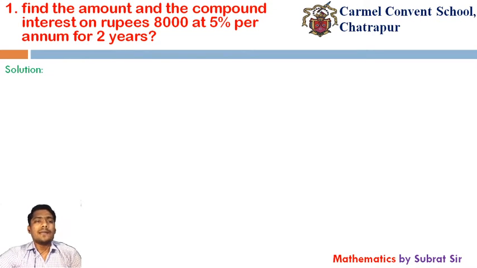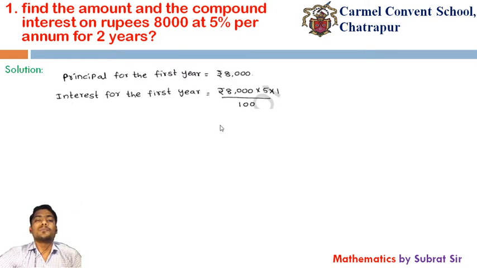Question number 1: find the amount and the compound interest on rupees 8,000 at 5% per annum for 2 years. Here the principal is 8,000 rupees, the rate of interest is 5% and the time is 2 years. Let us begin with the solution. The principal for the first year is 8,000 and to find the interest for the first year we use the formula PRT by 100. Here P is 8,000, R is 5% and T is 1 because we are calculating for 1 year only. Dividing by 100, we get 400 rupees. So the interest is 400 rupees for the first year.